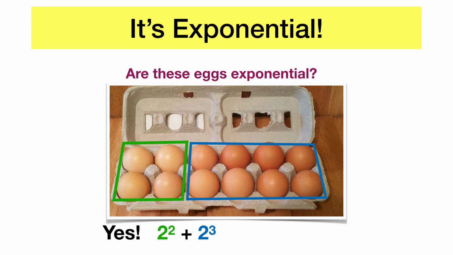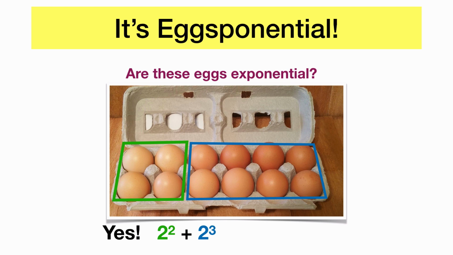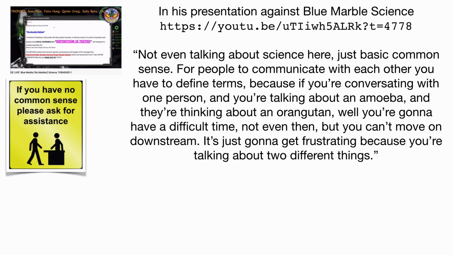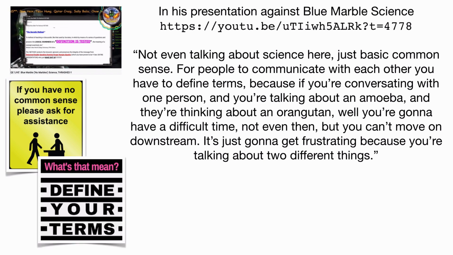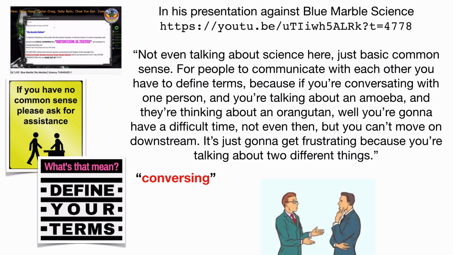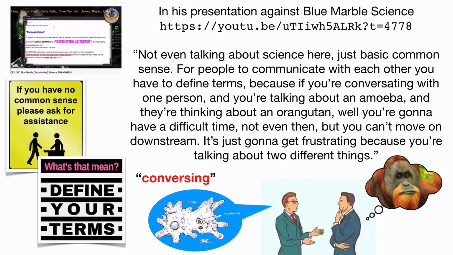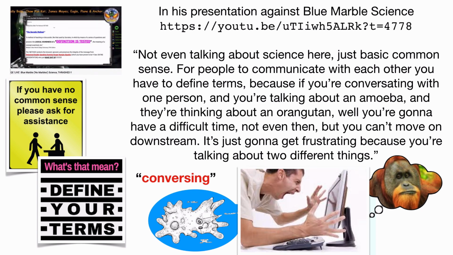Just because you see an exponent doesn't mean something is exponential, which we're going to go over in a few moments. Not even talking about science here, just basic common sense. For people to communicate with each other, you have to define terms. Because if you're conversating with one person and you're talking about an amoeba and they're thinking about an orangutan, you're going to have a difficult time, and you can't move on downstream. It's just going to get frustrating because you're talking about 2 different things.